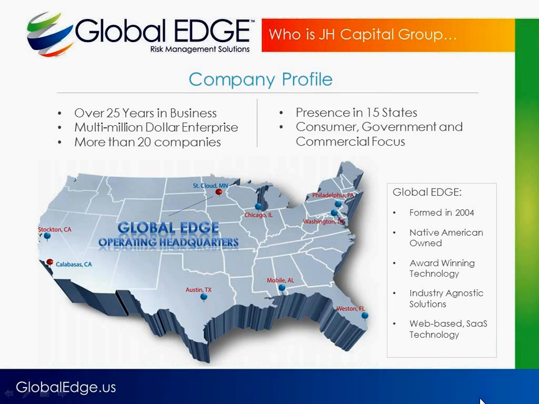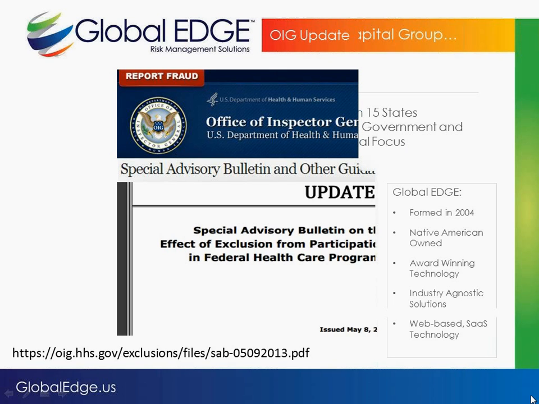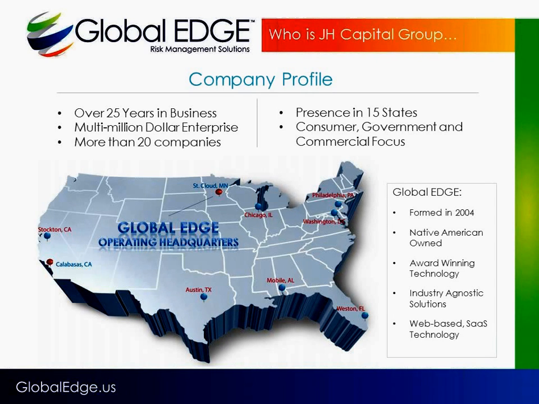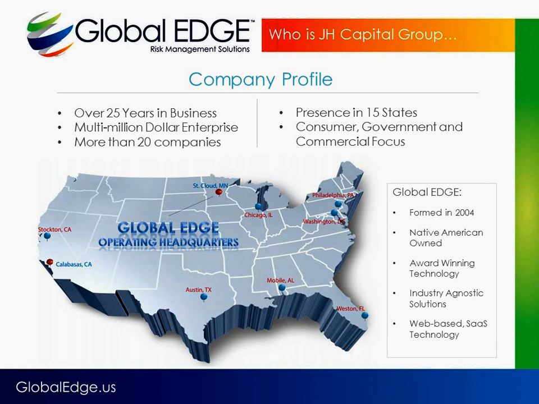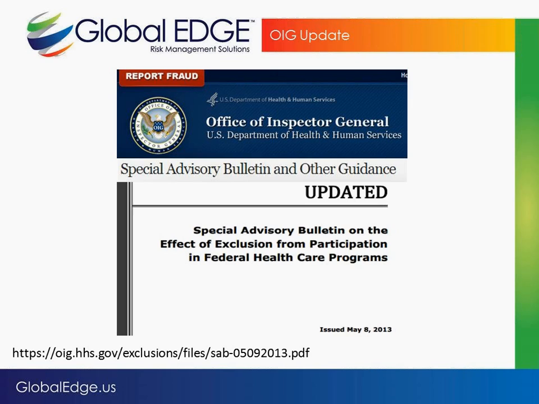JH has been in business for over 25 years and has more than 20 companies under their umbrella. We have a presence in over 15 states and conduct business in healthcare, government, and commercial arenas. Global Edge is a Native American minority-owned company, and today we focus on developing industry-agnostic software-as-a-service technology. Today we'll talk about sanction checking, what it is, why we need to do it, and how to implement a successful process within your organization.